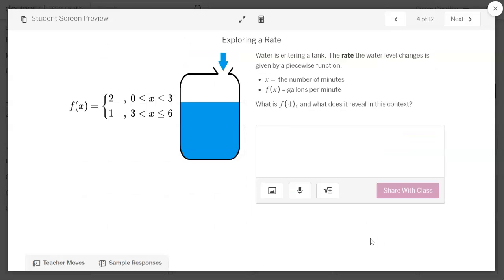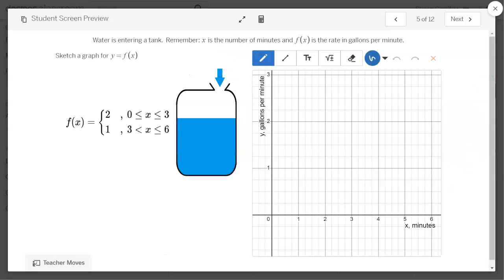Okay, now we're in a totally different scenario. We're not walking anymore. We're pouring water into a tank, and we're given a very simple piecewise equation, and they're asked to evaluate this function f of x at 4 and tell what it means in this context. The next step is to graph the piecewise equation.